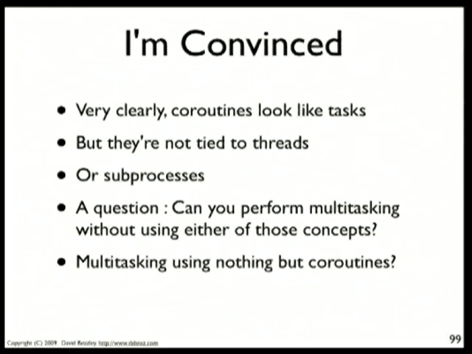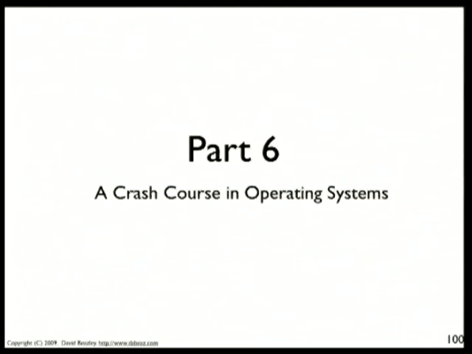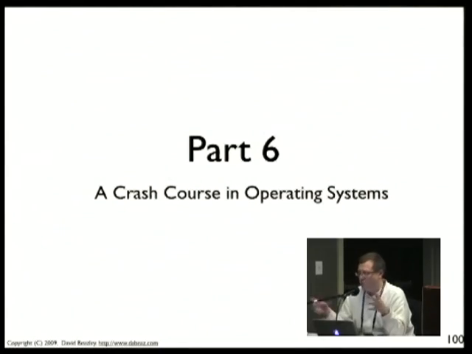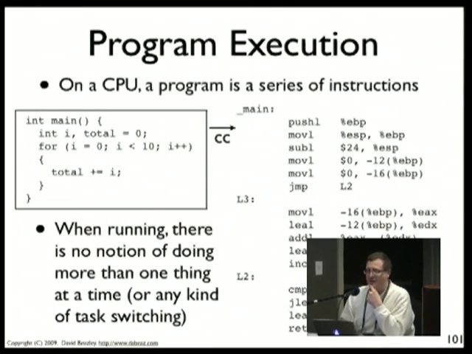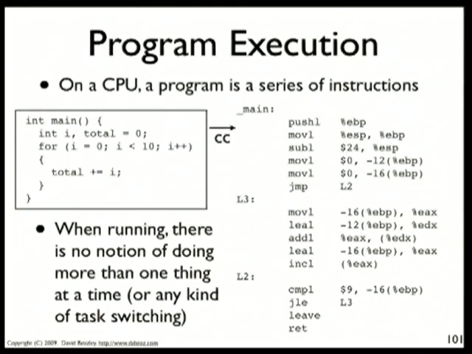It turns out that you can do that, but in order to do it, I have to step back for a second and talk about how an operating system actually works. If you're going to build a multitasking program yourself with no threads and no processes, you actually have to have some notion of how multitasking gets implemented in something else. So this part 6 is a crash course in a couple of essential details of this. The first essential detail is about how programs execute on your computer. This is mainly my excuse to put assembly language into a Python talk, which I like to do whenever possible.